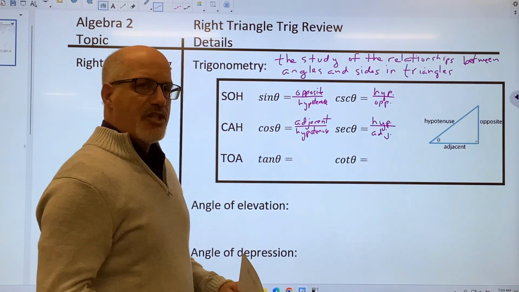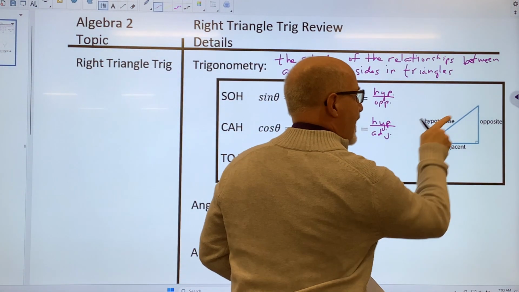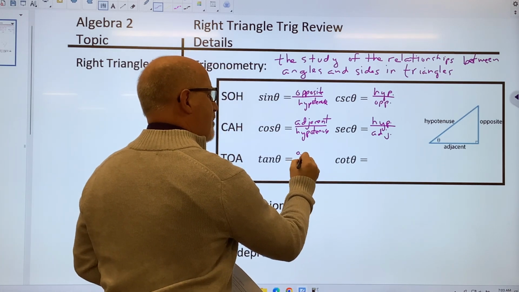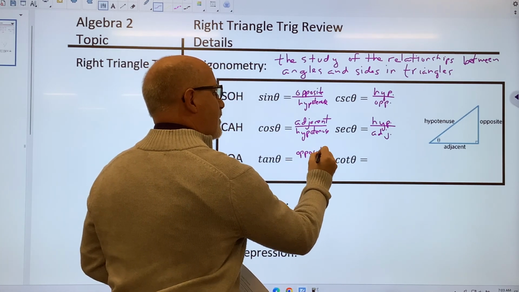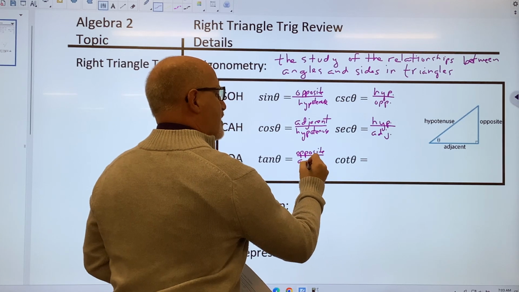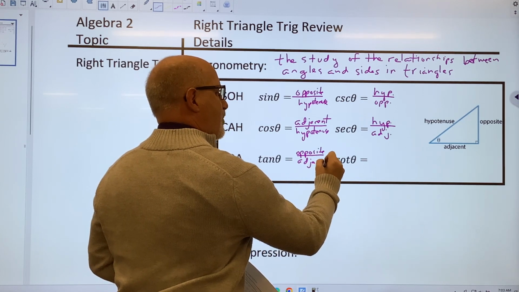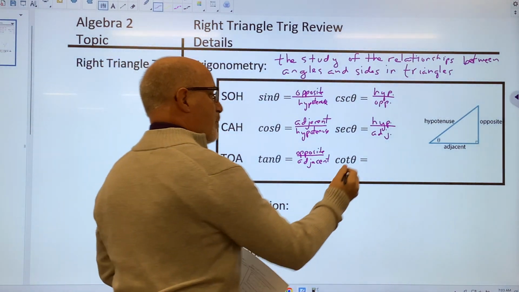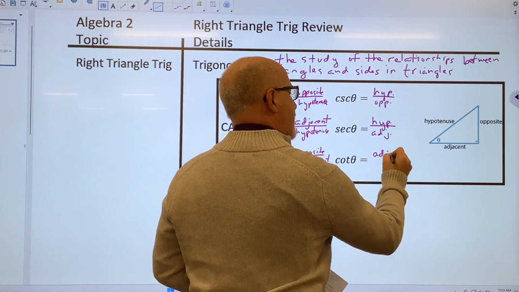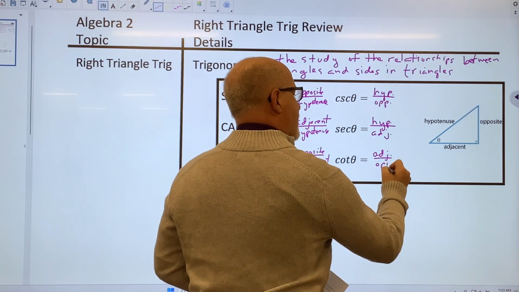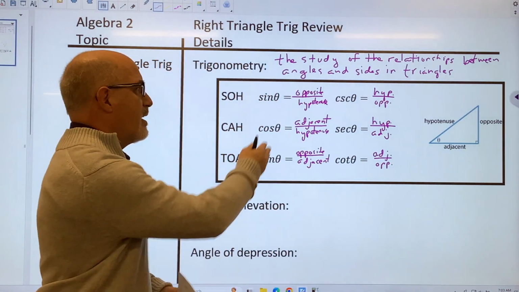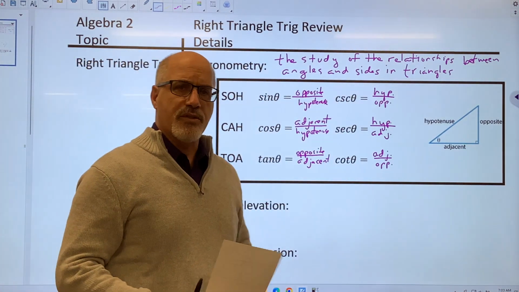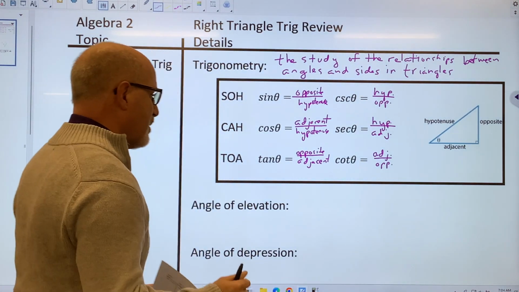And lastly, tangent is going to be the relationship between the angle, the side opposite the angle and the adjacent. That ratio set up. So we'll put opposite over the adjacent. Cotangent would be the reciprocal of that, so we do the adjacent side over the opposite side. So SOHCAHTOA helps us see sine, cosine, tangent, and then we use these as the reciprocals of those. Now let's use that in some problems.